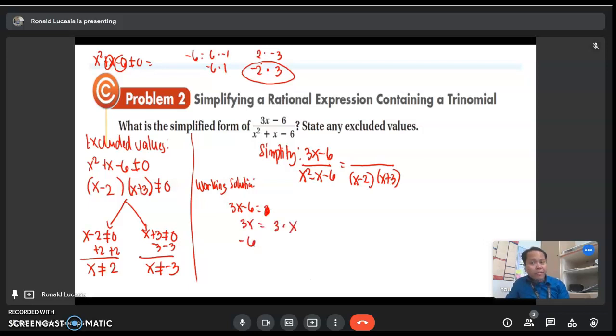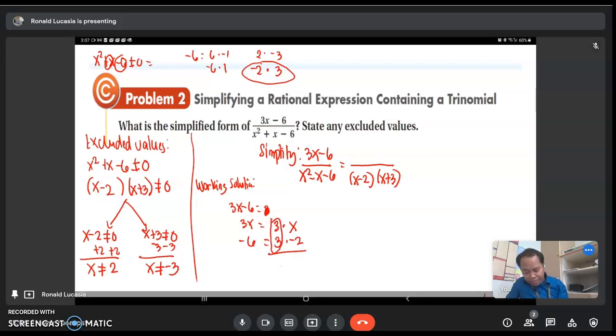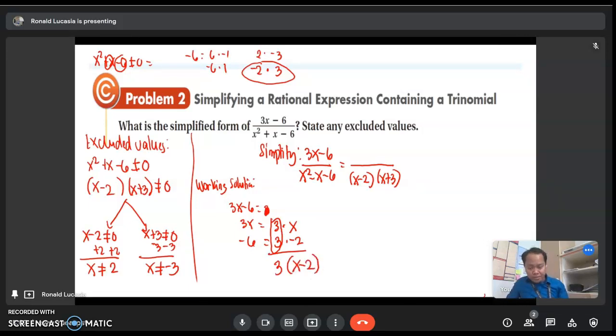So 3x can be factored as 3 and x, while negative 6 can be factored as 3 and negative 2. So we have a common factor here, 3. So that is 3, and then you just bring down x - 2. So this is now 3(x - 2). So there is a common factor between the numerator and the denominator, and that is x - 2. So this is 1. That will give us 3/(x + 3). This is the simplified form.